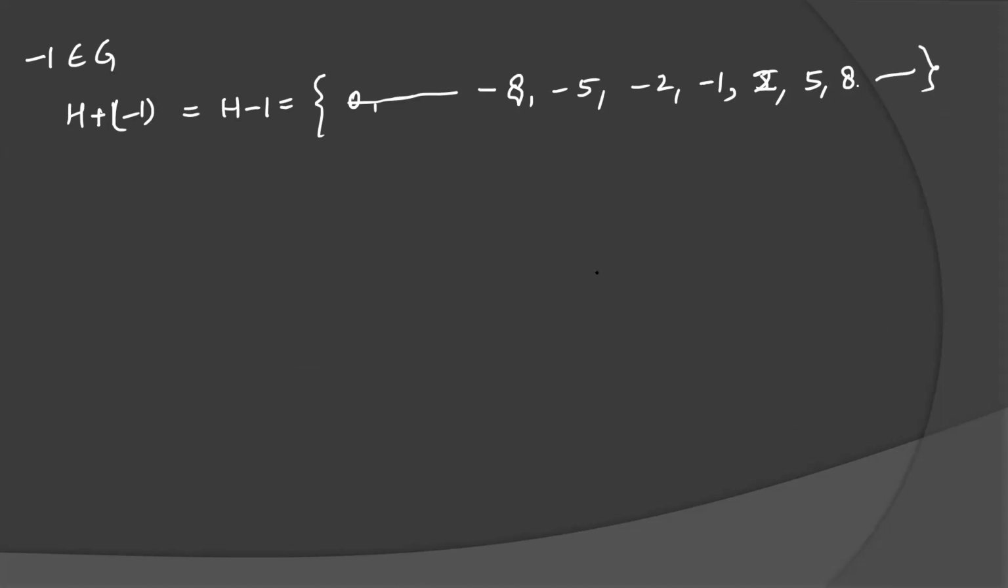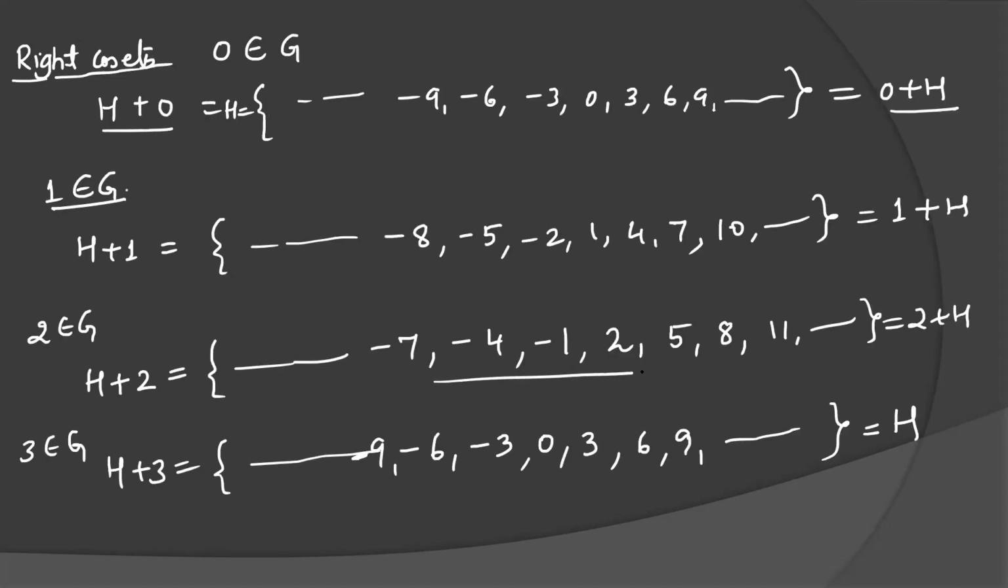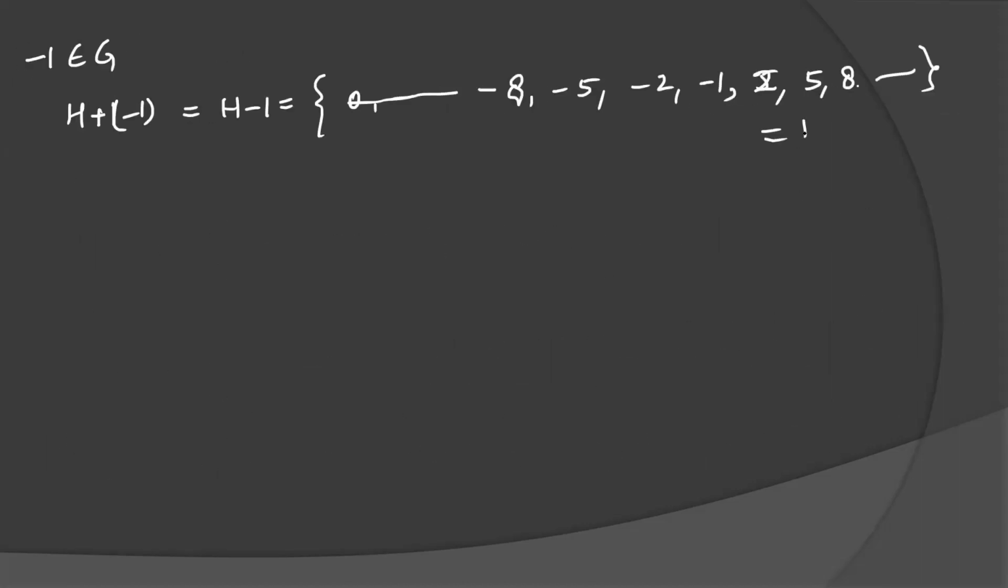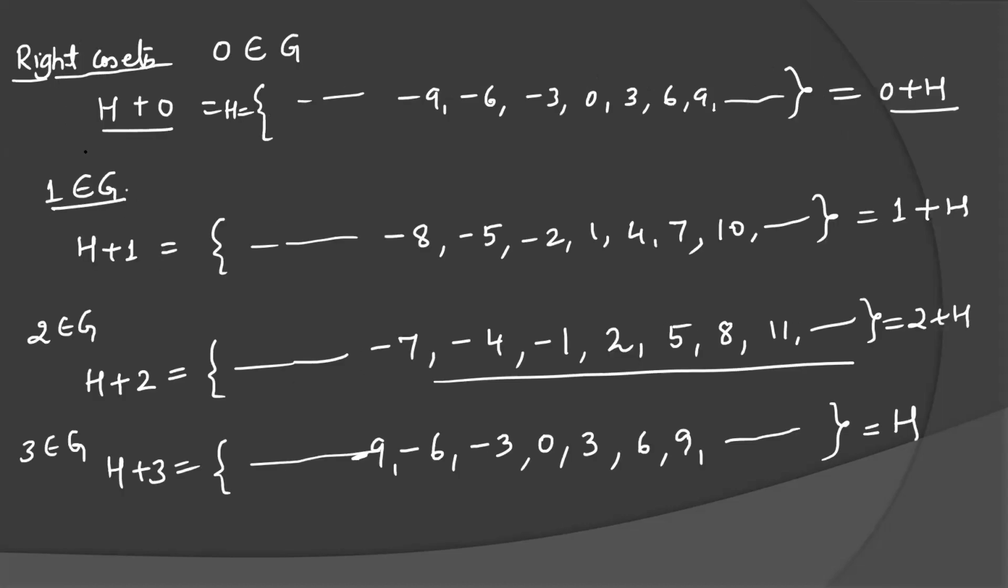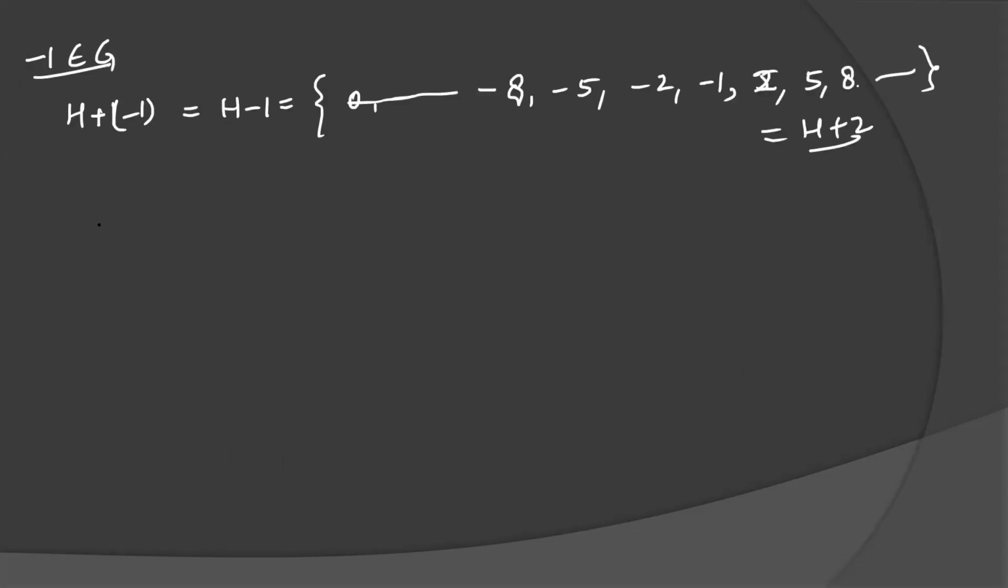Can you tell me, is it equal to some subset? Yes, it is equal to this actually, H plus 2. So now you are getting repeated here. So for negative, no need to check. Only for positive you can check. So actually we are getting here 3 distinct cosets.